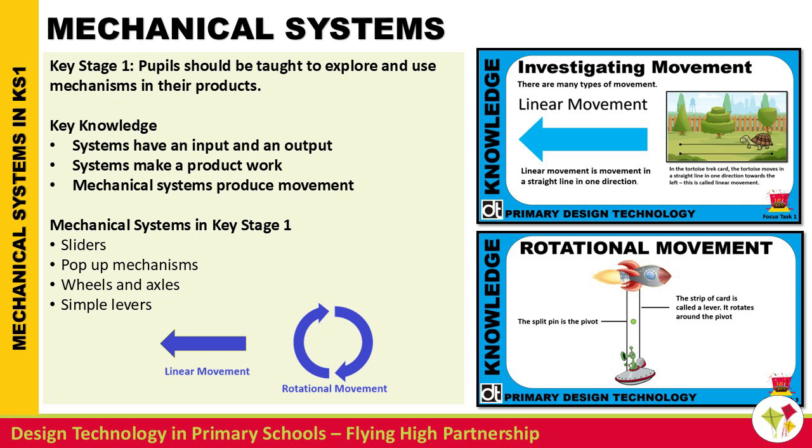There are several different types of mechanical systems suitable for Key Stage 1. Children could learn about how sliders produce linear movement, and a simple lever and pivot can create rotational movement, and apply this knowledge when making a celebration card with a movable part as seen on the screen now. Both examples come from the Key Stage 1 unit of work on celebration cards.